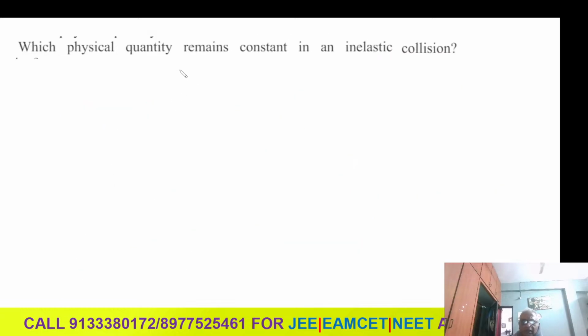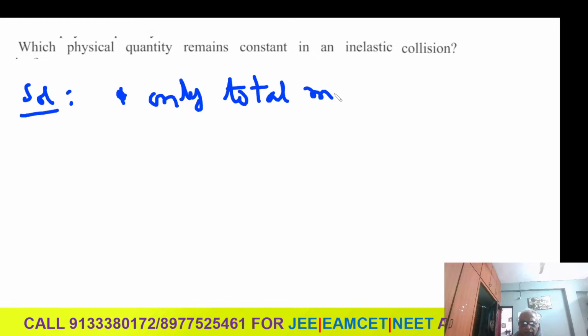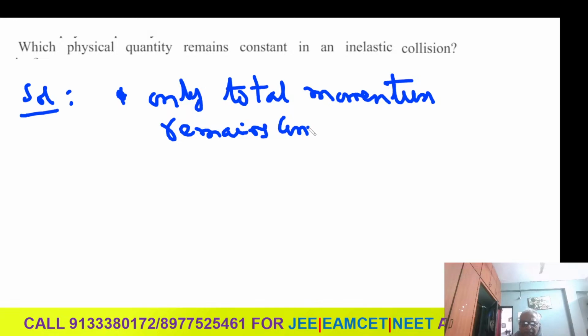Which physical quantity remains constant in an inelastic collision? Perfect inelastic or inelastic, the solution is: only total momentum remains constant. In any collision, total momentum definitely remains constant. But in this collision, total kinetic energy is not constant. Only total momentum remains constant.